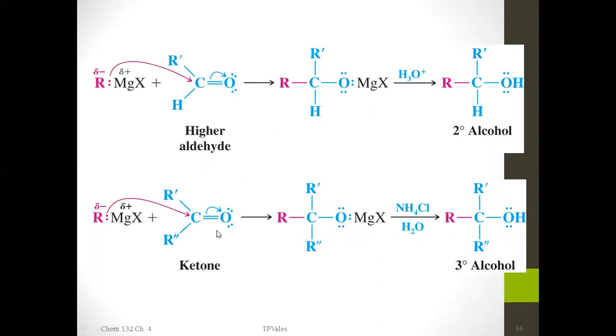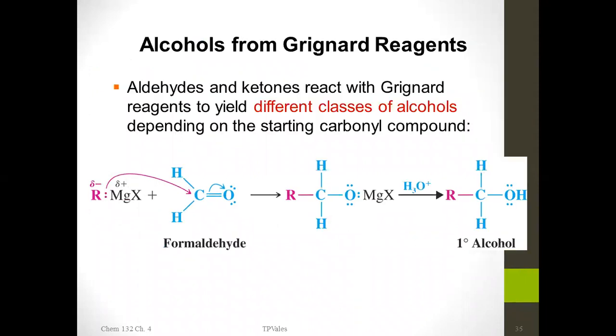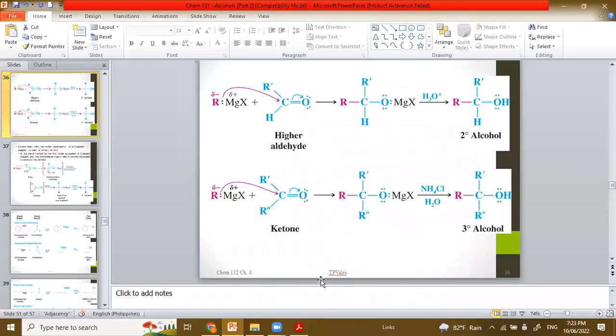So when you prepare a 3-degree alcohol, you have to do the reaction using a Grignard reagent. You couldn't prepare a 3-degree alcohol by a reduction process. For example, you use a reducing agent, lithium aluminum hydride or sodium borohydride. That is not possible. You simply have to use a Grignard reagent. And that ends our chapter 12.